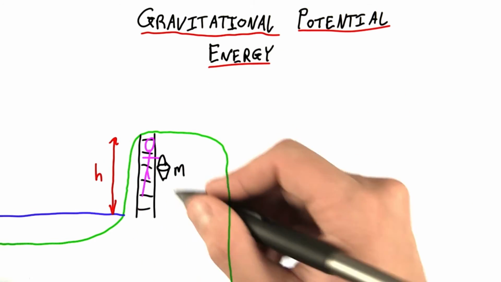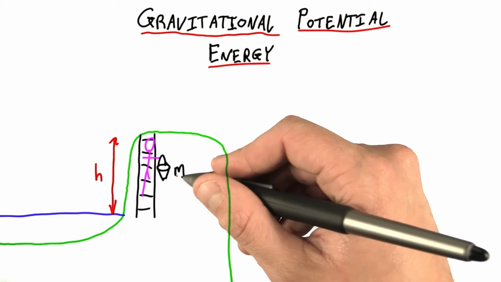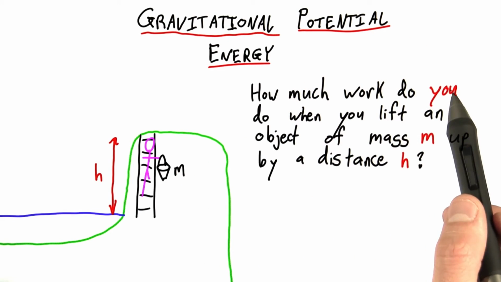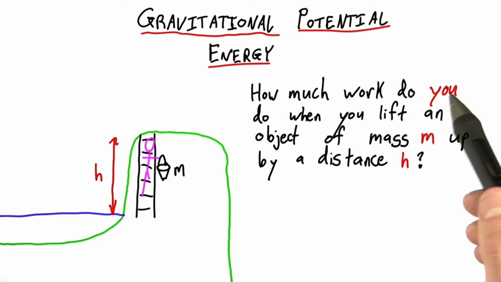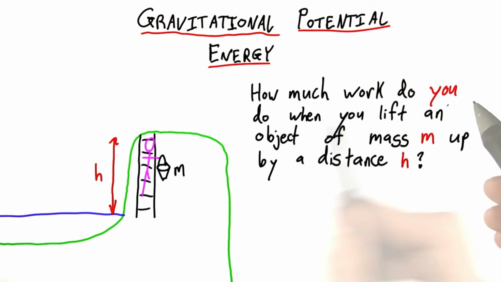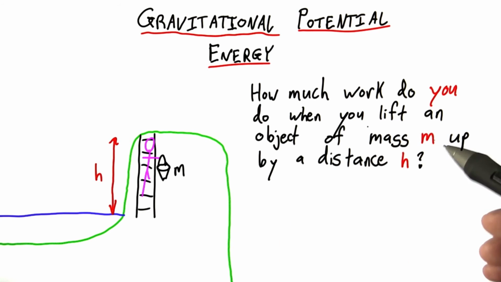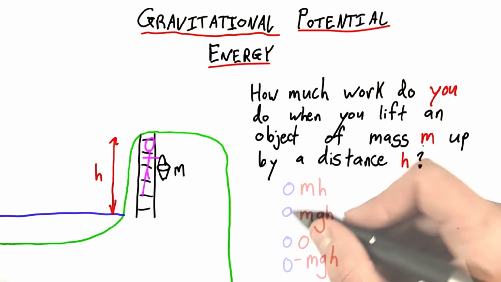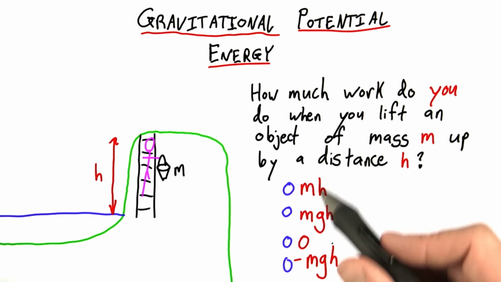This time we're going to leave our answer in terms of variables, and so what I want to know is how much work do you do, and that's you, not how much work gravity does, and not the total work. How much work do you do when you lift an object of mass m up by a distance of h? I've given you 4 options. Try and choose the best one.